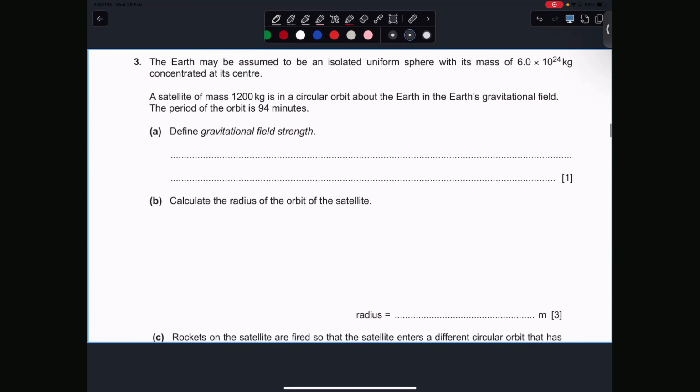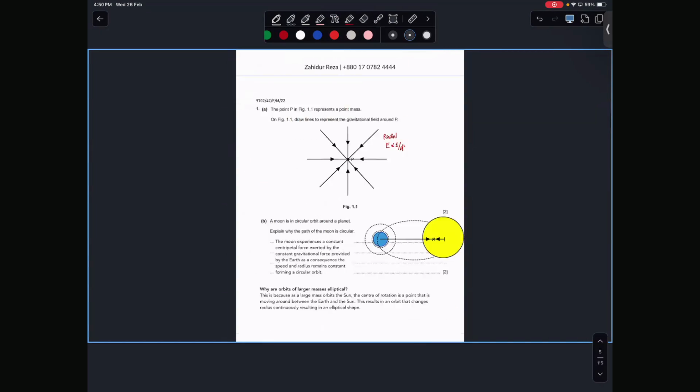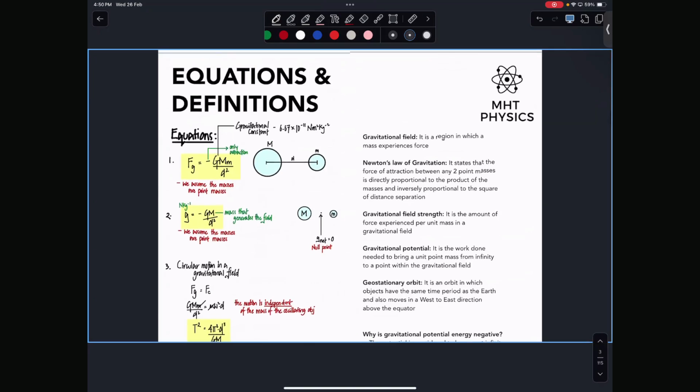Okay, it says that the Earth may be assumed to be an isolated uniform sphere, and the mass of 6 into 10 to the power 24 kilogram concentrated at the center. So that's the information provided here. Satellite of this is given here. Define gravitational field strength. What is gravitational field strength? Yeah, it's the force exerted per unit mass, gravitational field strength, this one.